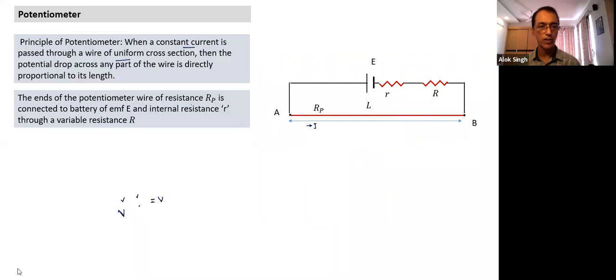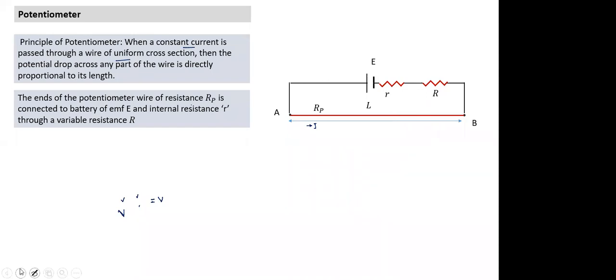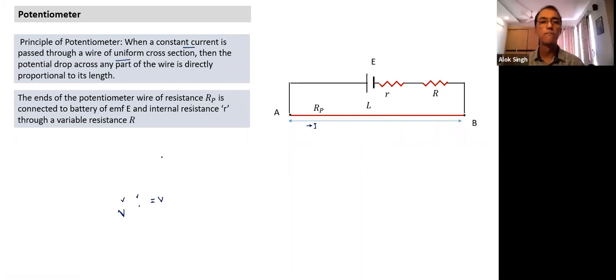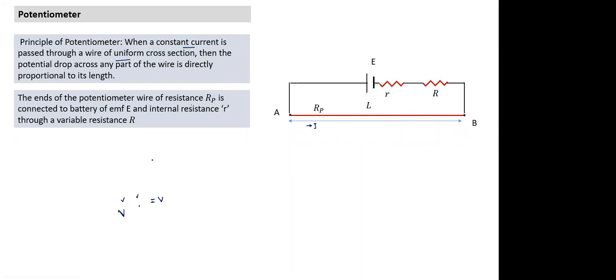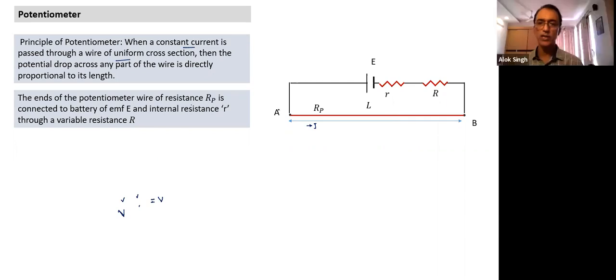Yes, this one. So the paragraph which says the principle of potentiometer: when a constant current is passed through a wire. What do they mean by constant current? Whatever current you pass should not change. That's what constant means.